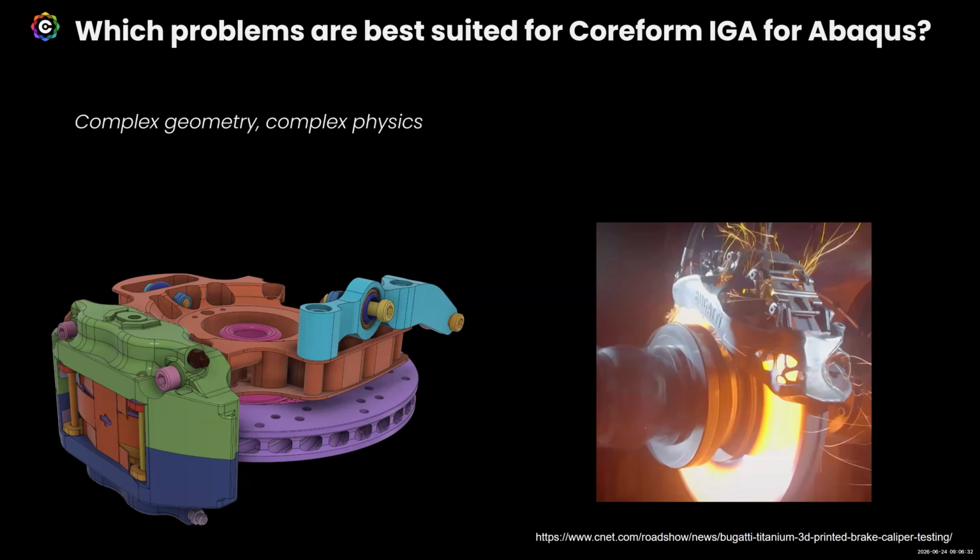One of the questions we get asked a lot is, which problems are best suited for IGA for Abaqus? It really comes down to two things. If you have complex geometry and complex physics, that's really the sweet spot for what we're building. The fact that we're in Abaqus means that we're focused on solving complex nonlinear engineering analyses. So whether it's a complex geometry on the left and then you add in complex physics on the right, this is notional of the kind of problem where you've got coupled heat transfer and solid mechanics, you've got contact, you've got large deformation, large rotation.